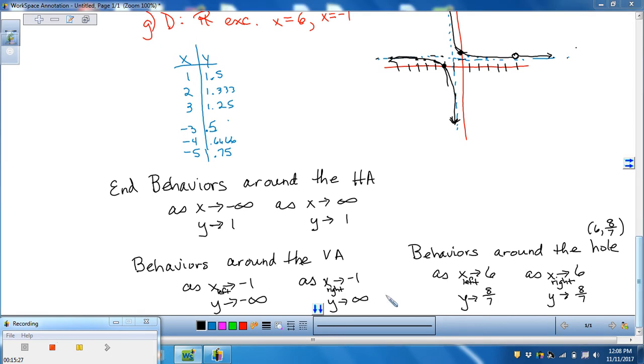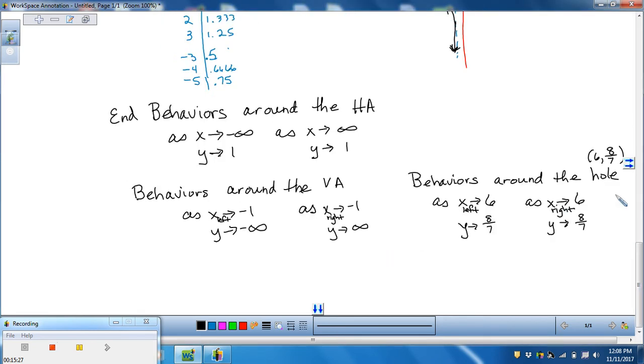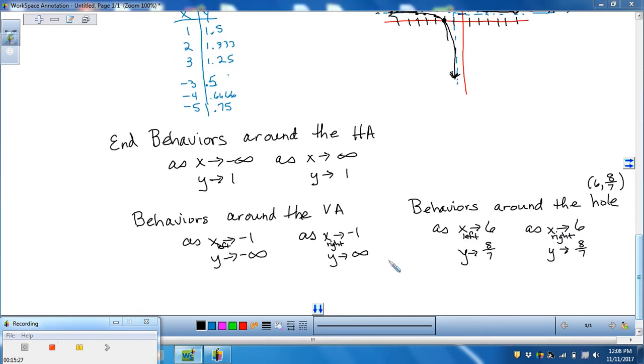And generally around holes, you'll find that the behaviors will be identical, but you still want to be able to talk about them as approaching from the left and approaching from the right. Go ahead and pause, finish taking your notes, and we'll talk more about this on Monday in class. Have a great weekend.